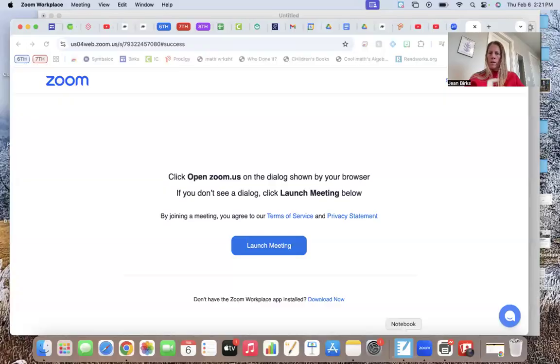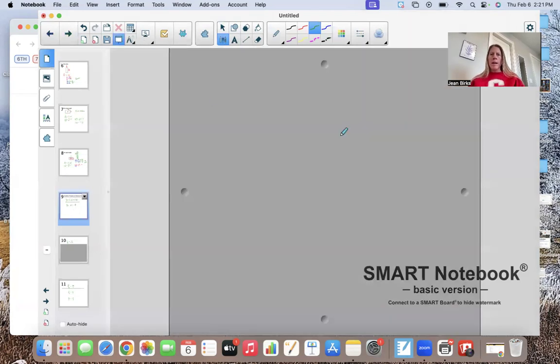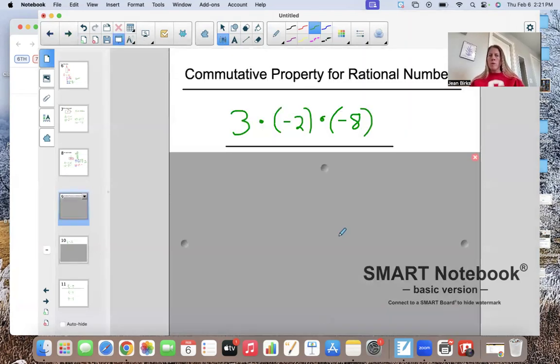Okay, so today our topic is we've been talking about multiplication and division with signed numbers, whether it be fractions, whole numbers, whatever we have, and talking here pretty much about the commutative property. So let's start with this one here. I have an expression: 3 times -2 times -8. And I'm thinking, okay, 3 times 2 would be 6, and 6 times 8 would be 48. So I know my answer is going to be 48.